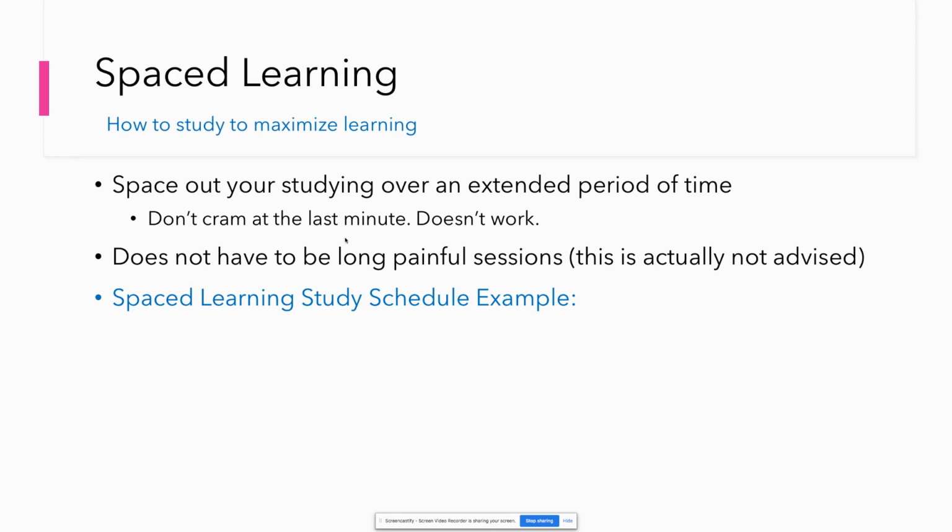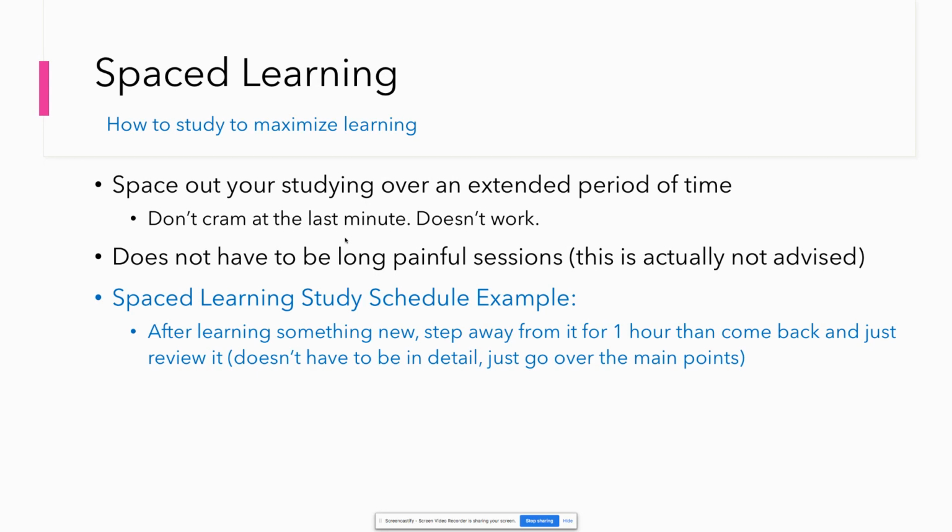So here's a spaced learning study schedule example. When you learn something new, it's recommended that you step away from it for just 1 hour and then come back and just review it. So again, after the first hour, go do something else, take a break, get a cup of coffee, whatever, and then come back and just review the main points and then just remind yourself of the things that you learned that day. After that, give yourself about 24 hours before returning to it and then review it again.